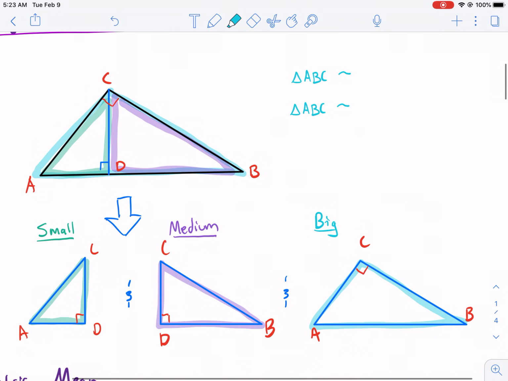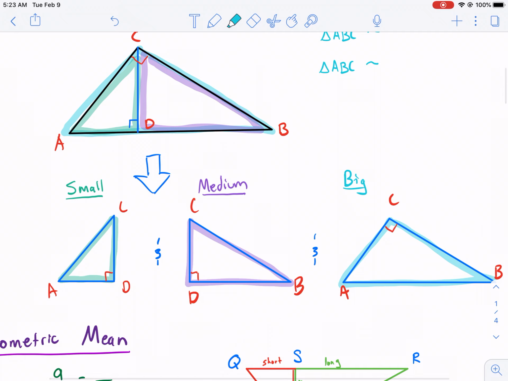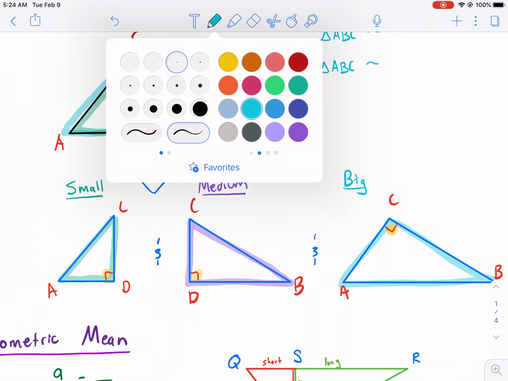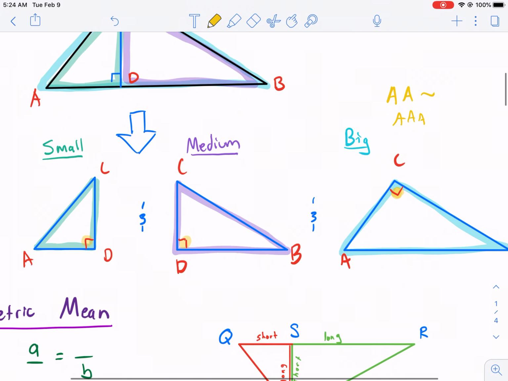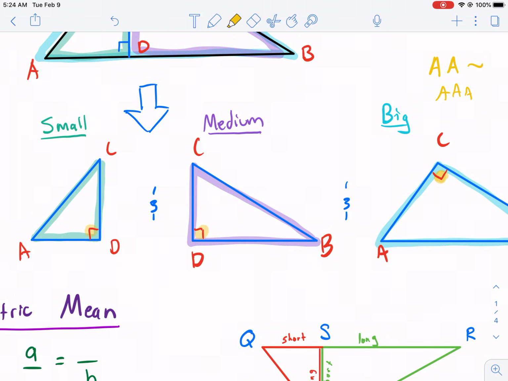Let's compare the big right triangle to the small one. First off, all of these have a 90-degree angle. That's important because when we're talking about similarity, all we need is two angles, and we can call the triangles similar. If they have two angles congruent, then all three are, and they're similar triangles. So we have one angle; now we just need another angle that they share, and we're good to go. The triangles are going to be similar.